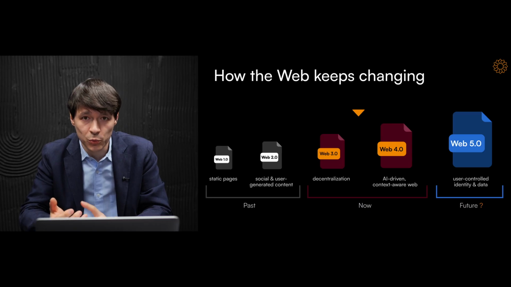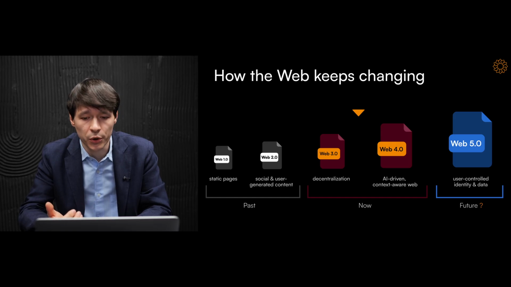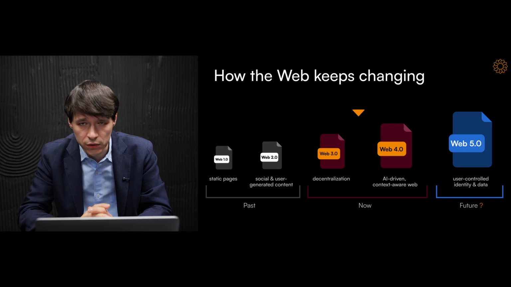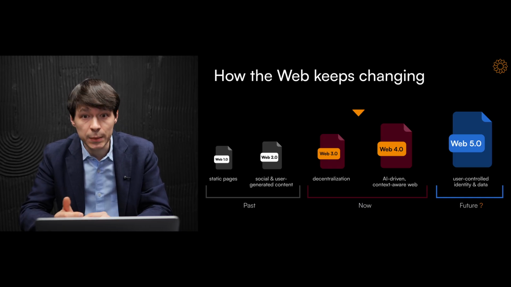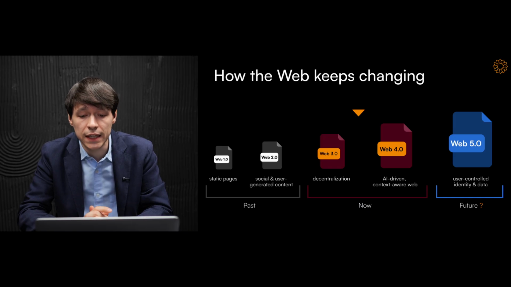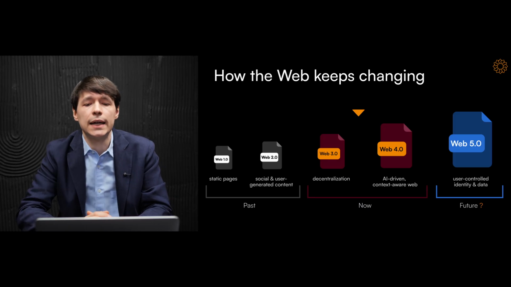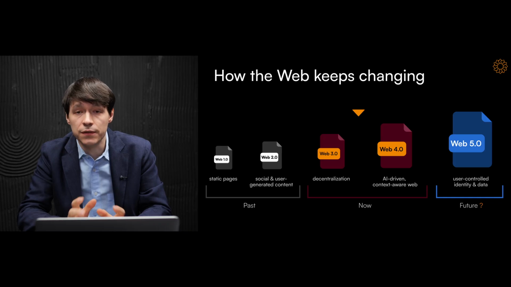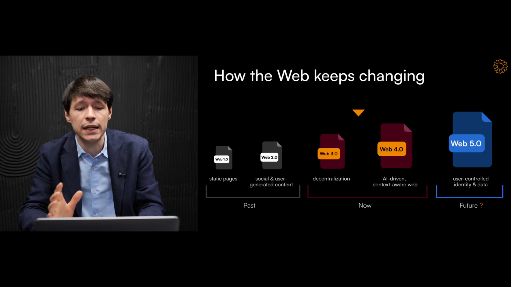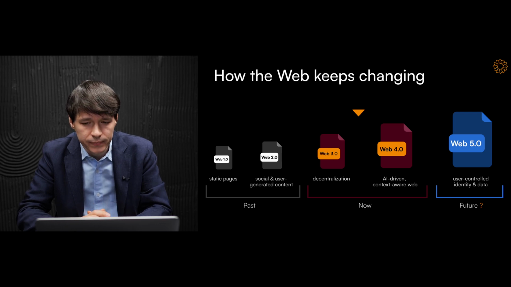You remember Web 1.0, it was static web pages. Web 2.0 was about social interaction, user-defined content. Web 3.0, which is about decentralization, is the web we are using today. And Web 4.0 is emerging right now as an intelligent environment where AI and connected devices anticipate user needs.